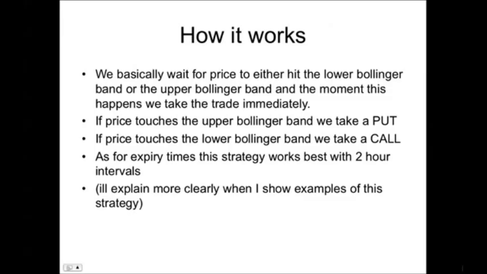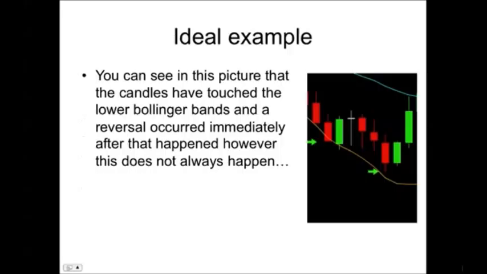How it works: we basically wait for price to either hit the lower Bollinger Band or the upper Bollinger Band, and the moment this happens we take the trade immediately. If price touches the upper Bollinger Band, we take a put. If price touches the lower Bollinger Band, we take a call. As for expiry times, the strategy works best with 2-hour intervals. I'll explain more clearly when I show examples of the strategy.